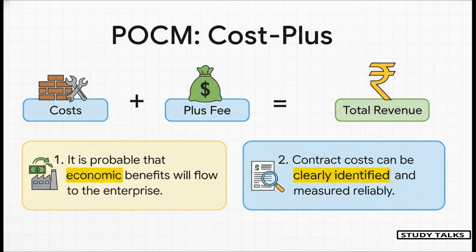Now for cost-plus contracts. You know, the ones where you get your costs covered plus a fee. The rules are a bit easier. Here, you only need to meet 2 conditions. 1, it's probable you'll get the economic benefits. And 2, you can clearly identify and measure your costs. The bar is lower here simply because there's a lot less guesswork about your final revenue.